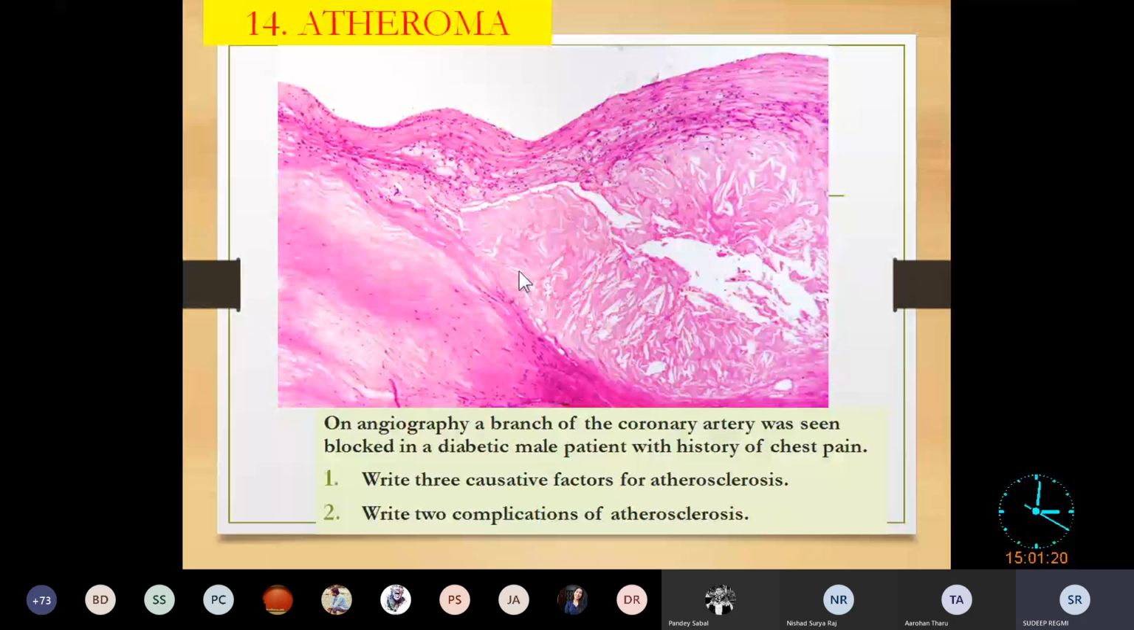On angiography, a branch of the coronary artery was seen to be blocked in a diabetic male patient with a history of chest pain. That means he had a myocardial infarction. Write 3 causative factors for atherosclerosis. So what will you write?